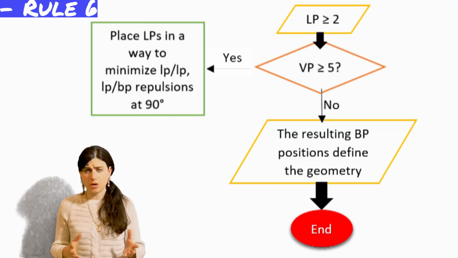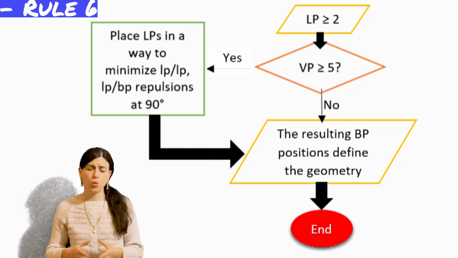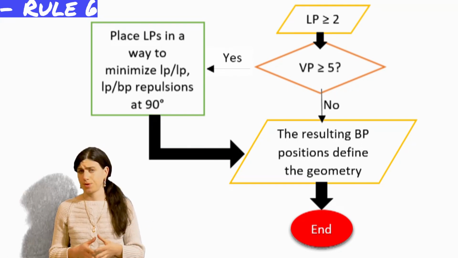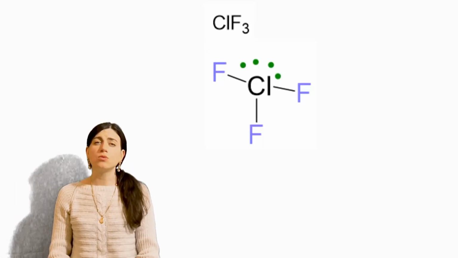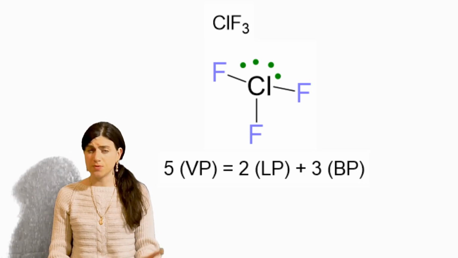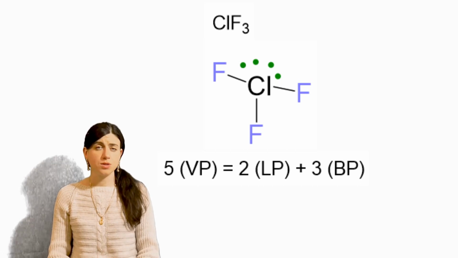Then, once you have found the most stable structure, just erase the lone pair and you will have your molecular geometry. Let's do an example. Let's take the ClF3 molecule. Let's write the Lewis structure. Let's count the electrons. VP is 5 with lone pair equals to 2 and bond pair equals to 3.